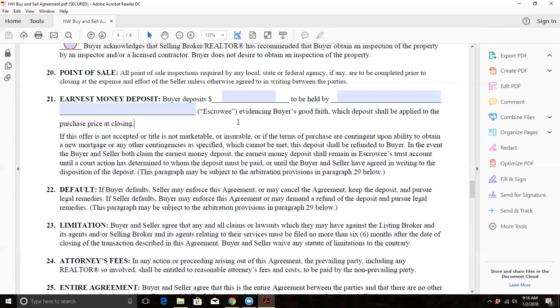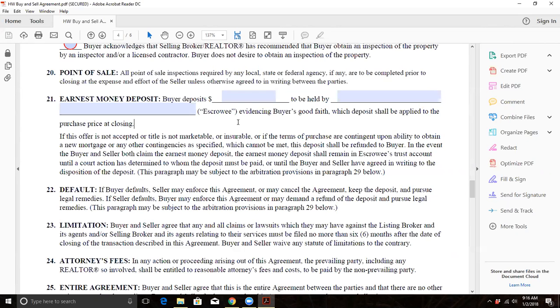All right. Earnest money deposit, buyer deposits, blah, blah, blah, to be held by blah, blah, blah. So this, we wanted to get very specific on this language as well, because a lot of the contracts that were being used were not specific in what has to happen to that deposit and how it can be released. So I'll read through this if you haven't already.